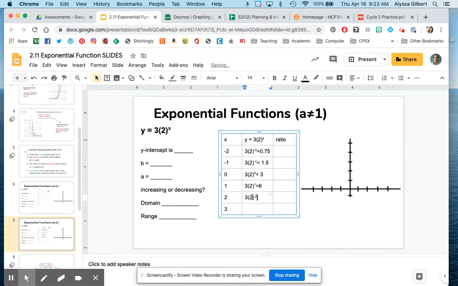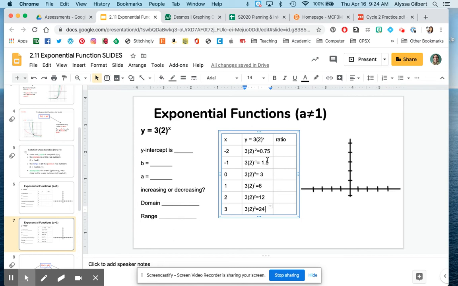And now we're going to do 3 times 2 to the 2. 2 to the 2 is 2 squared, which is 4. 4 times 3 is 12. And finally, 3 times 2 to the 3. 2 to the 3 is 2 times 2 times 2, which is 8, times 3 is 24.